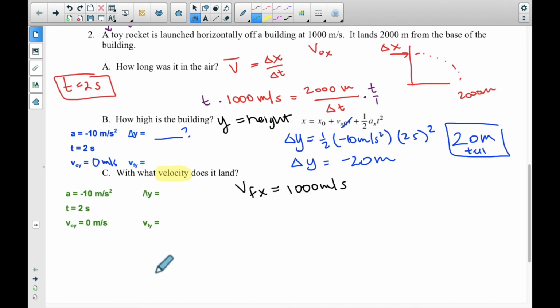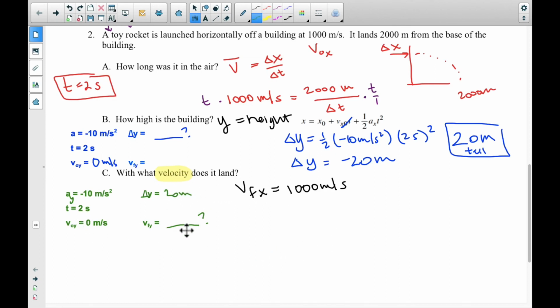Okay, so let's look at our variables. Once again, right now we're focusing on the y's because we already know the x. So the acceleration in the y direction is negative 10. Time is 2 seconds. We already figured that out up here. Initial y velocity is 0. We do need to find the y velocity. Delta y in this case, I don't think we even need it. I mean, we have it. It's 20 meters. I guess we can write it down. But we don't really need it.